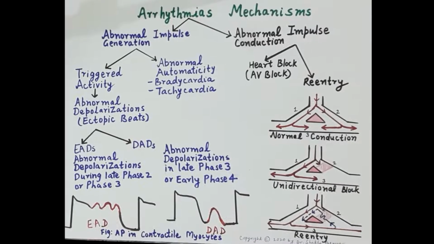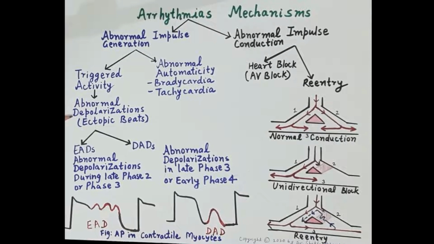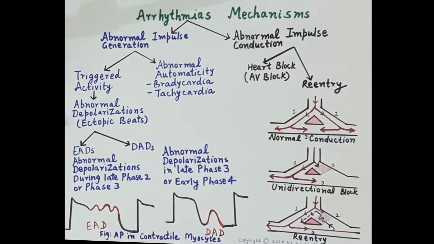Now triggered activity refers to the generation of abnormal depolarizations, or we can say abnormal action potentials, or generation of extra action potentials or immature action potentials, or ectopic beats. Ectopic beats are the immature beats. So these all are generated, that is abnormal depolarizations are generated during the triggered activity. Now because of the generation of these abnormal or immature beats, there is increase in the heart rate, and because of the increase in the heart rate, it results in the tachycardia.